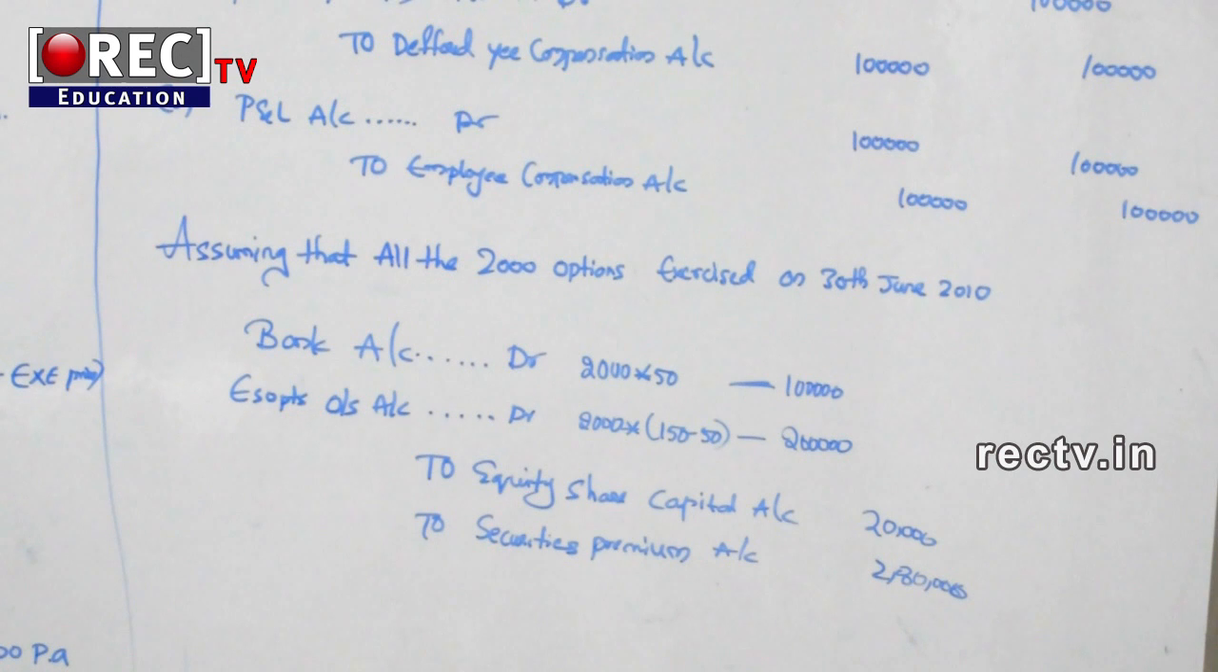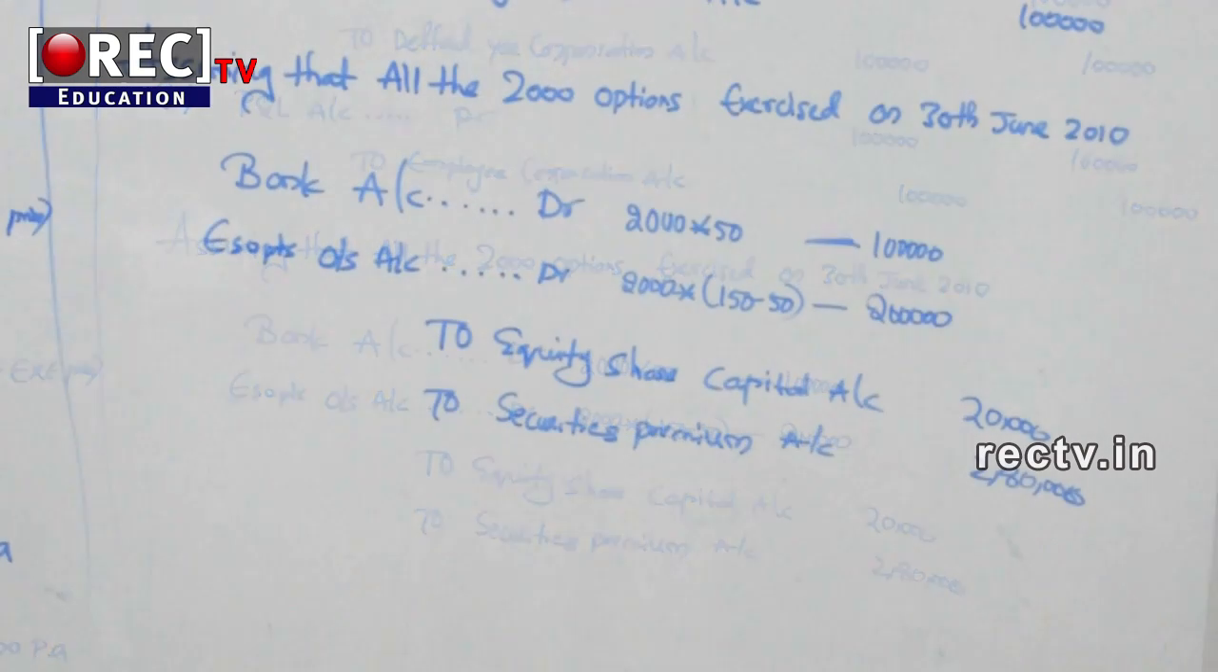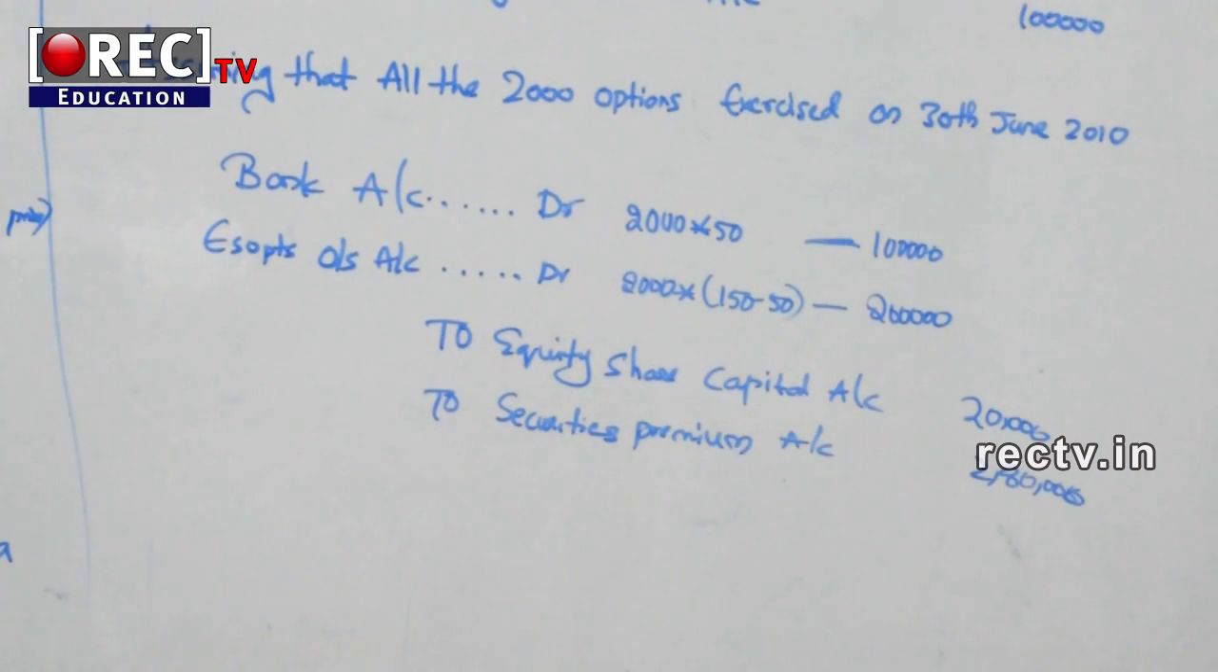And to equity share capital. Equity share capital is taken on the face value, so 2,000 into 10, 20,000. And the last, that is securities premium. Here securities premium will be 2000 into 150 minus 10. The market price is 150 and the face value is 10 rupees. So when you deduct 150 minus 10, it goes to the securities premium account. So 140 into 2000, 2,80,000. So this is the final entry. This will tally our balance sheet.